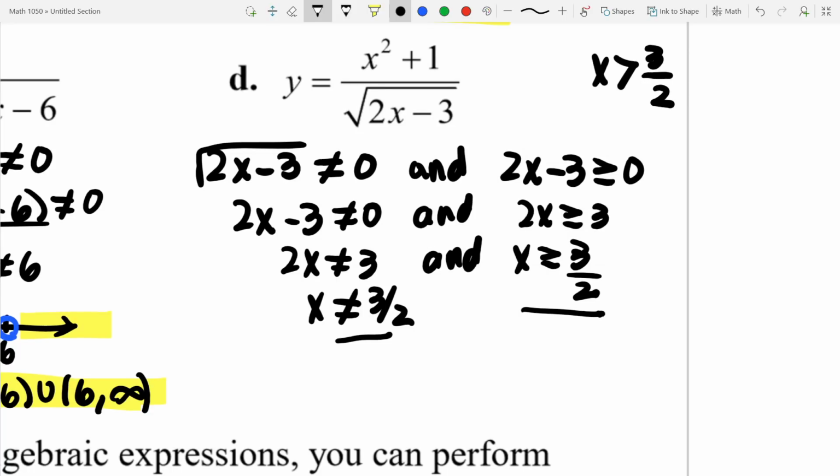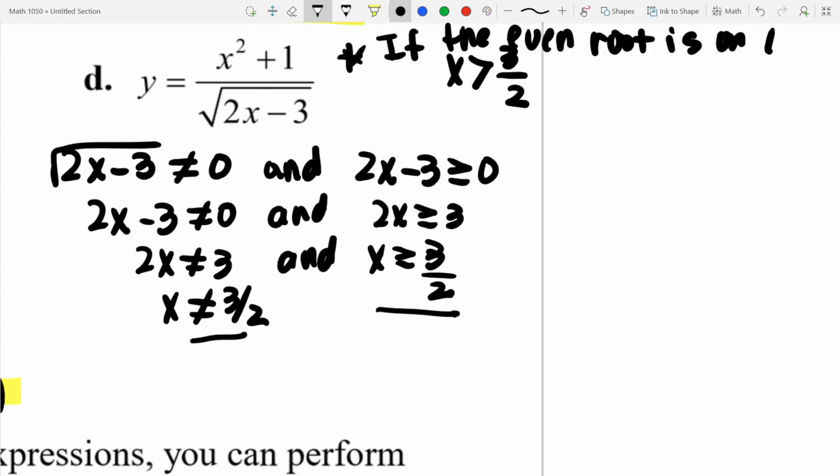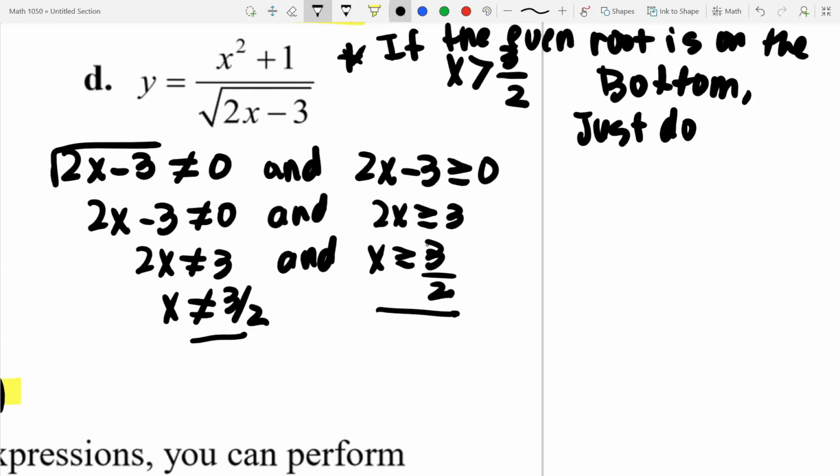Now let me show you something. Write a little note to yourself. If the even root is on the bottom, comma, just do greater than. Just do greater than. Okay? Instead, let's just say inside greater than 0. Okay, so look how much easier it is.